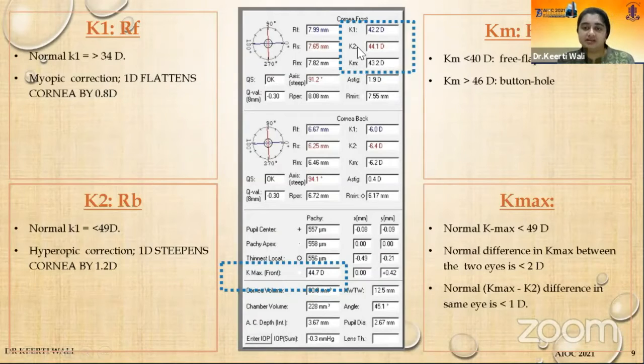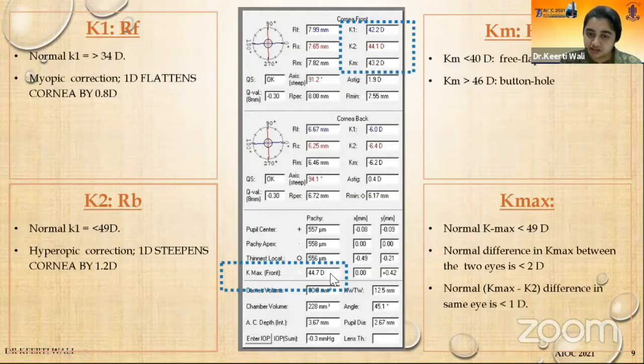This is important to plan the refractive surgeries because in myopic patients, one diopter correction flattens the cornea by 0.8 diopters, and in hyperopic, one diopter steepens by 1.2 diopters. So the post-refractive surgery keratometry has to be more than 34 and less than 49. So that is why this is important. And Km is important because there is a high risk of free flap if the Km is less than 40 diopters, and a high risk of buttonholing if the Km is more than 46 diopters.